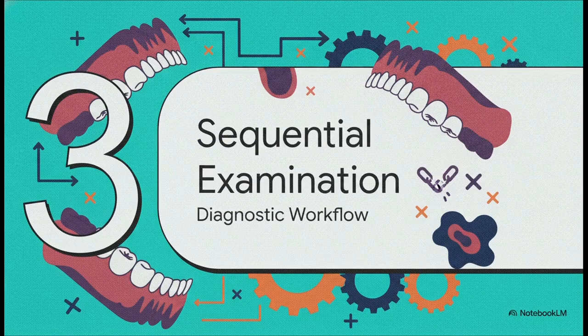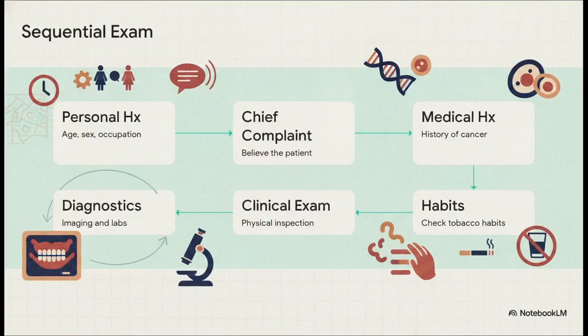Moving on to Section 3, the sequential patient examination. This is your non-negotiable diagnostic workflow. I know those medical textbooks are incredibly dense, but you've got to chunk that theory down into this exact 6-step logical framework. You must use this for every single patient every single time. 1. Personal history. Age, sex, and occupation can hint at endemic diseases. 2. Chief complaint. 3. Medical history. Prior cancers mean potential metastasis. 4. Habits, like heavy tobacco use. 5. Clinical examination. And only then, step 6, diagnostic aids, like imaging. Never ever jump straight to an X-ray before you've carefully completed steps 1 through 5.